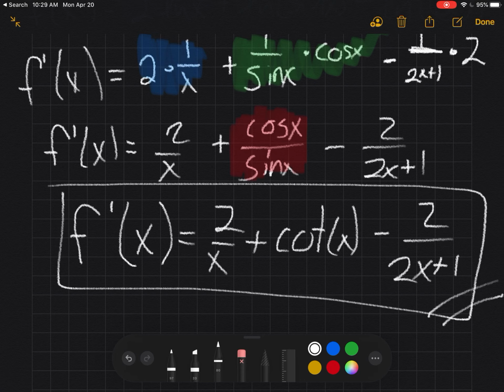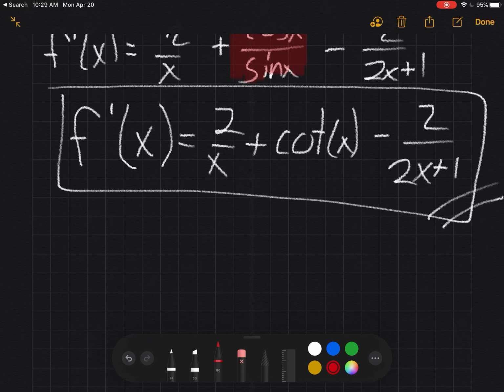All right, let's do a couple of other ones here. Actually, I'm going to stop here and let you guys read the rest of the section.